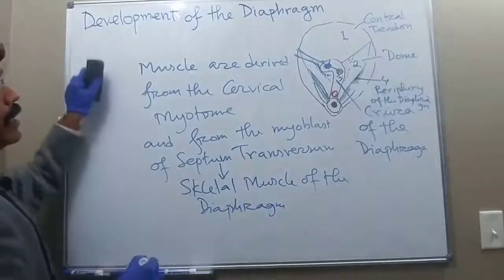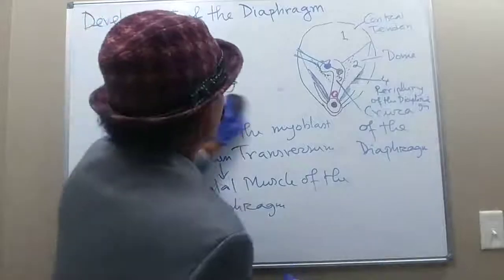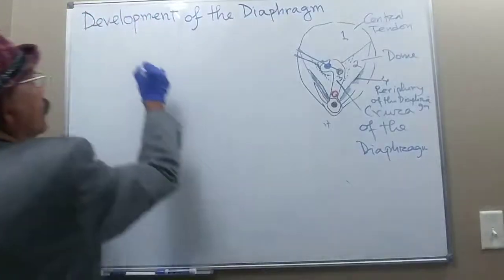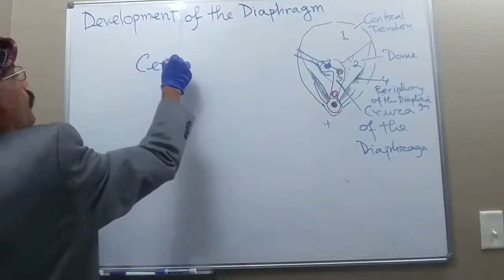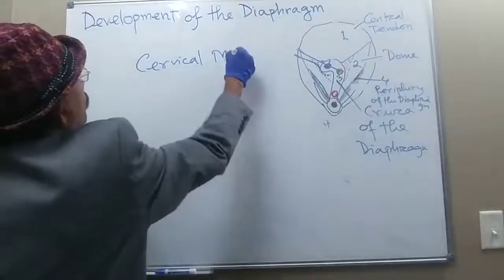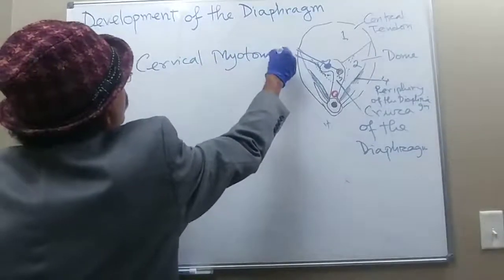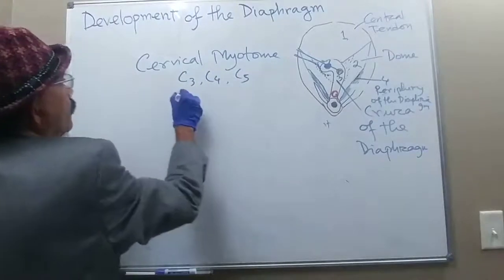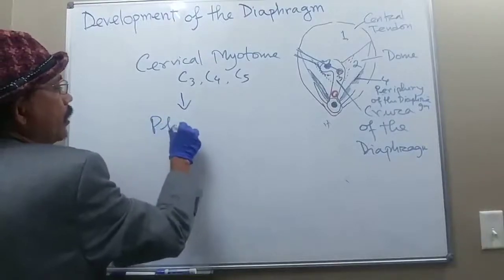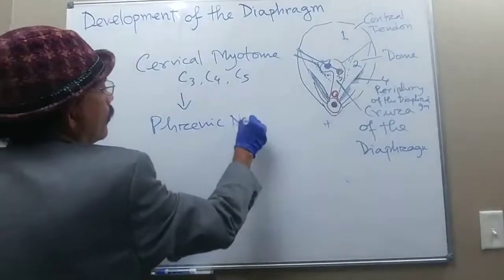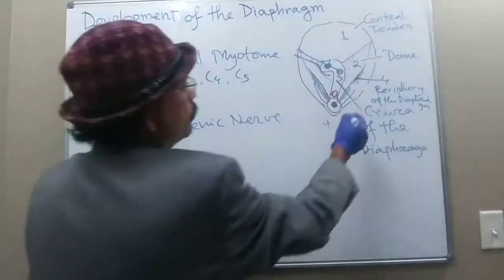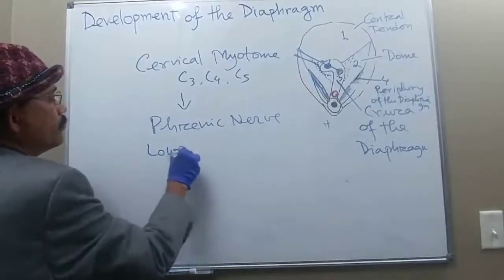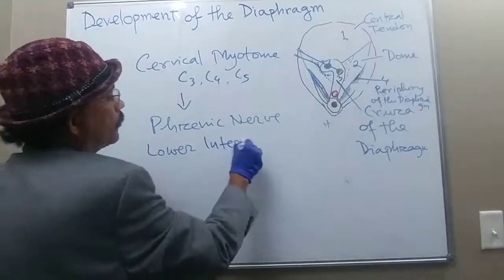Regarding the nerve supply, because it is coming mostly from the cervical myotome, C3, C4 and C5, the nerve supply is from the phrenic nerve. It also gets contribution from body wall mesenchyme at the periphery, so it is getting innervation from the lower intercostal nerves.